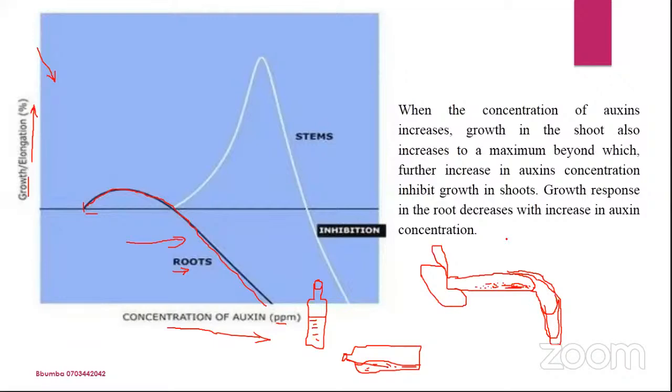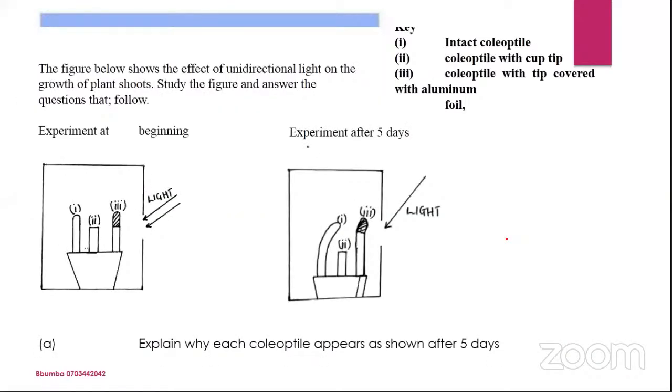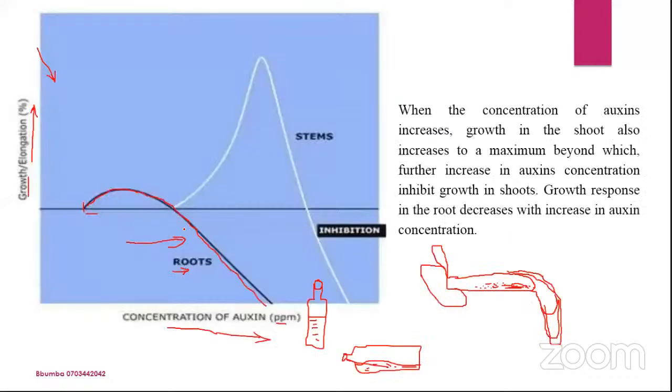But in the shoot, if I can go back, in the shoot the opposite happens. As auxin concentrations increase, growth increases. So if you still remember, I'm assuming this is the seedling, and this was the shoot, like that. Let me put a small root there. So in the shoot, instead, auxins are going to be more here.